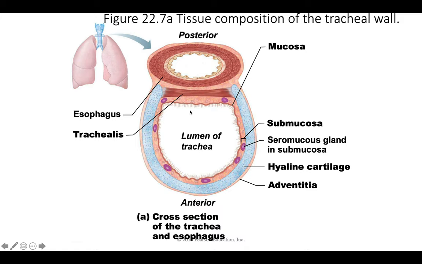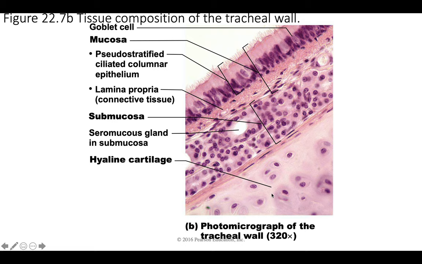And then posterior to that, you can see we have the esophagus. Okay. So the next slide, again, this is a photomicrograph of the tracheal wall. And again, you can see the epithelium over here. And again, you can see the goblet cells that are dispersed. They're going to be producing mucus. So remember, this is all pseudostratified ciliated columnar epithelium.